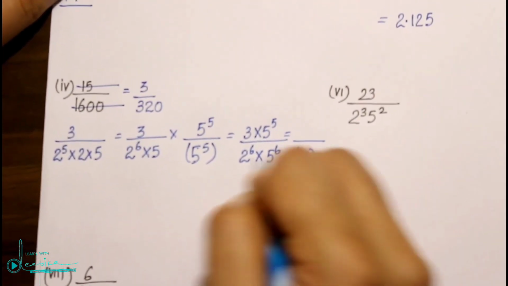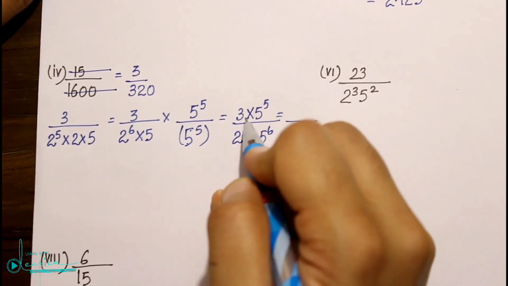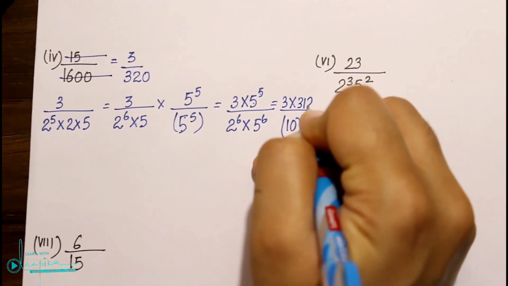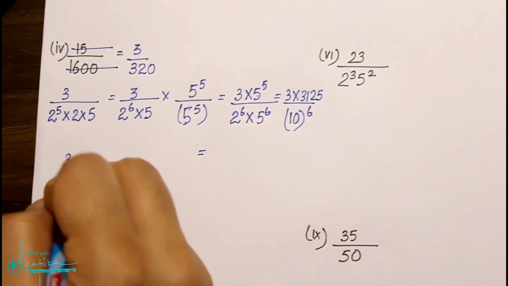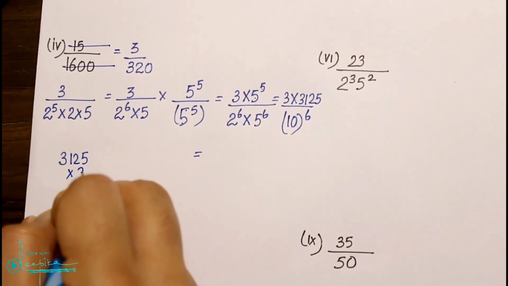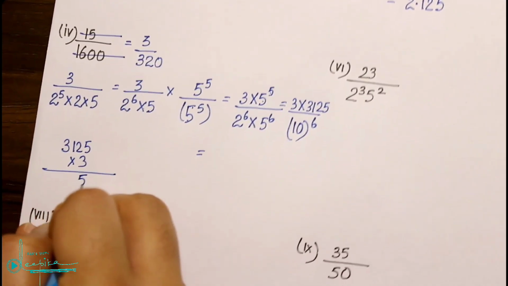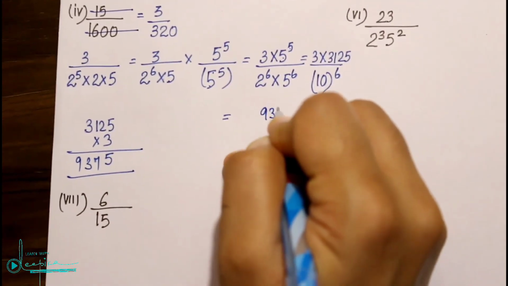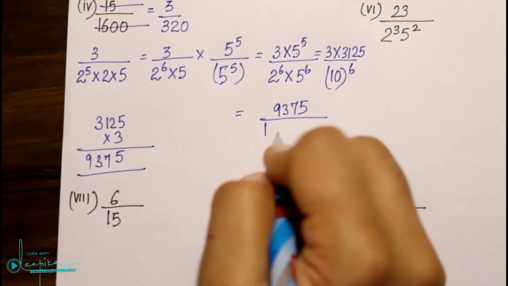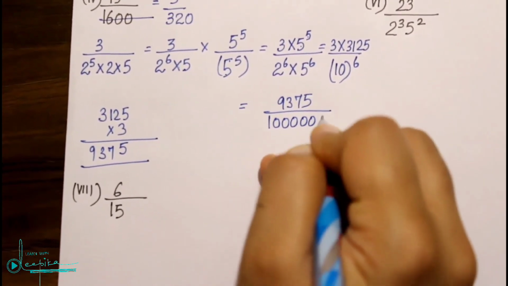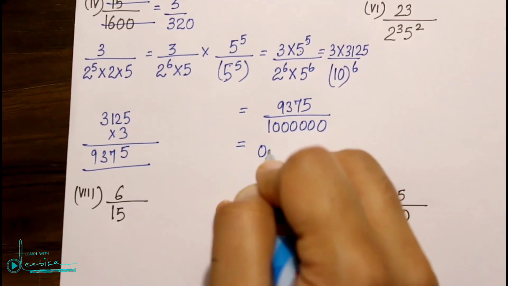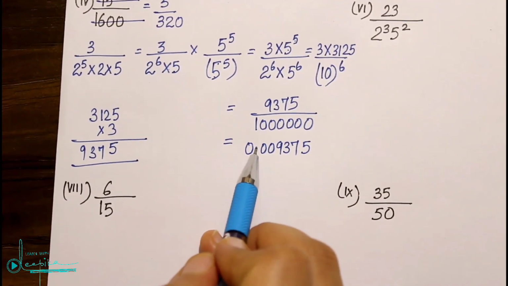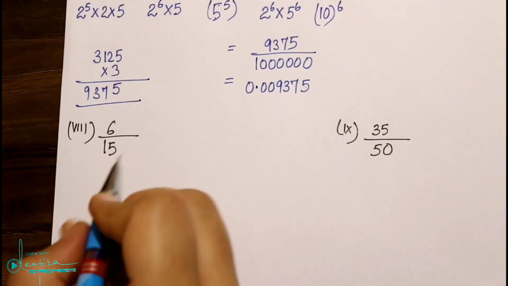So 10 raised to power 6 will come in the denominator, and in numerator 3 multiplied by 5 raised to power 5, which is 3125. Okay, now you will multiply 3125 by 3. So this will come 9375 upon 10 raised to power 6. That means 1, 2, 3, 4, 5, 6 zeros. Final answer is 0.009375. Decimal will come before 6th place.